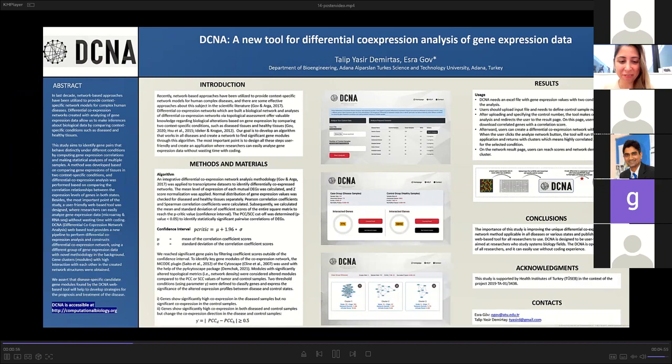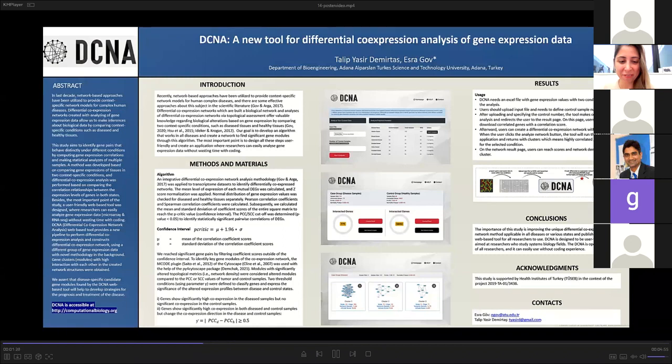With network biology methodologies and concepts, differential co-expression networks have become popular to understand the molecular mechanism behind the disease or specific research subjects. Via topological assessment, they offer valuable knowledge regarding biological alterations based on gene expression by comparing two context-specific conditions, such as disease and healthy tissues, or chemical applied and not applied situations.